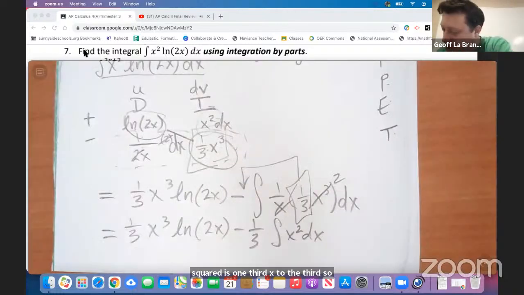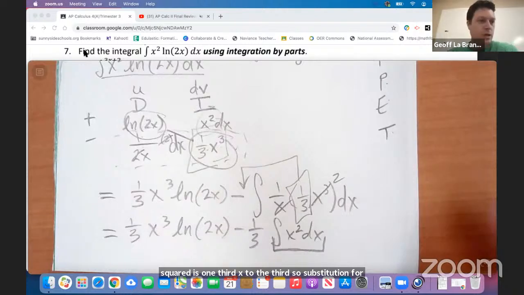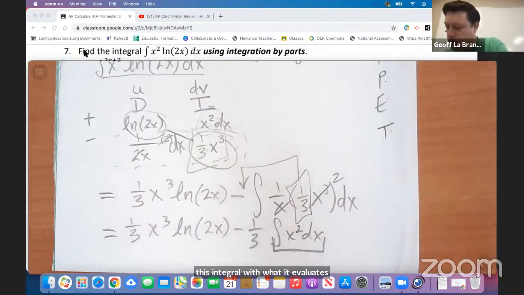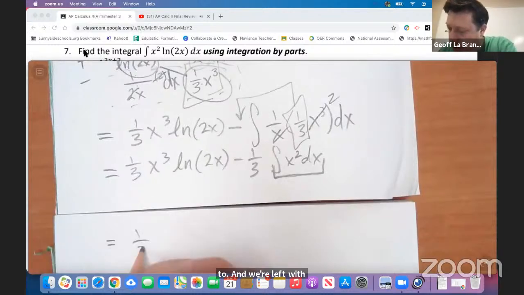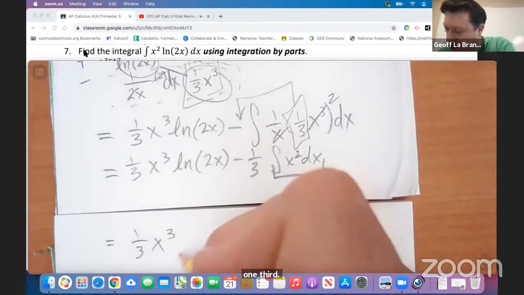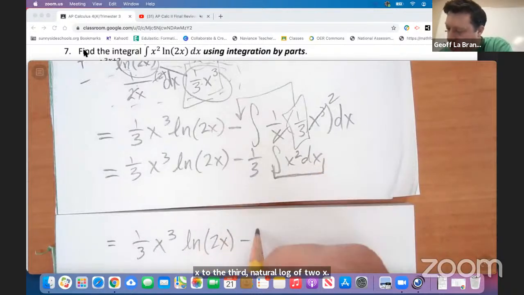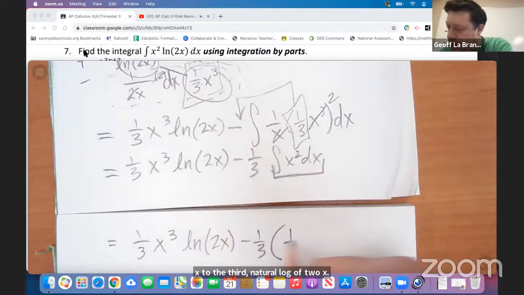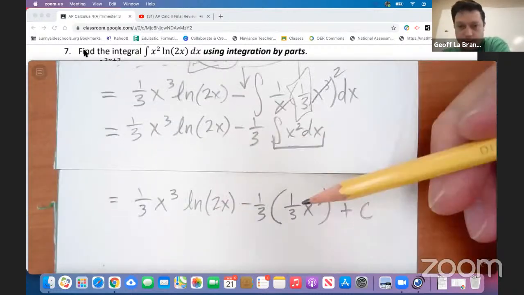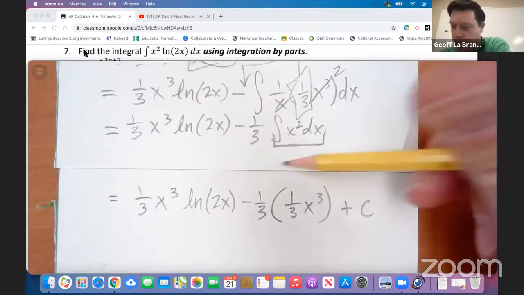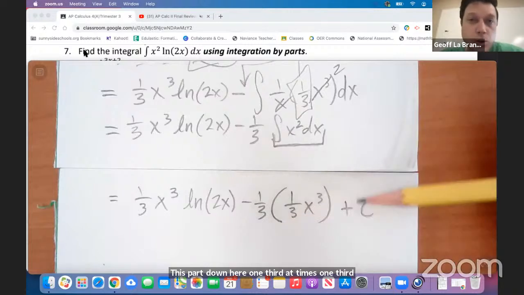So substitution for this integral with what it evaluates to, and we're left with 1/3 x to the third natural log of 2x minus 1/3 times 1/3 x to the third plus c. This part right down here, however it's shown up on your screen, 1/3 times 1/3 x to the third, that is the whole integral structure.